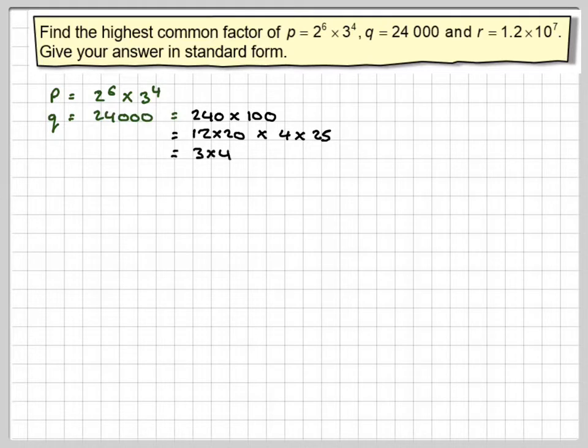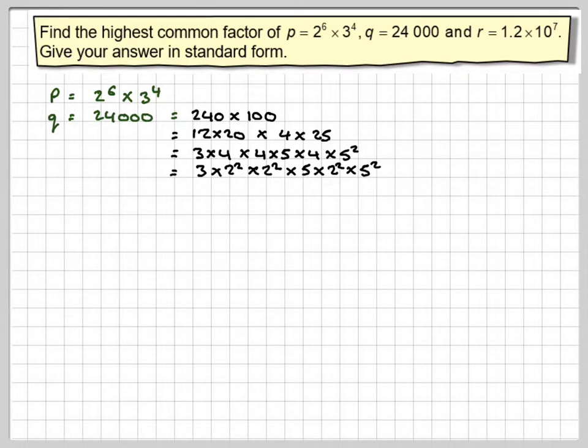12 is 3 times 4. 20 is 4 times 5. Times 4 times 5 squared is 25. So that becomes 3 times 2 squared, 2 squared times 5. And then 2 squared times 5 squared. So 5 times 2 squared times 5 squared.